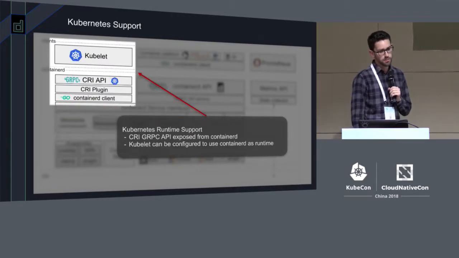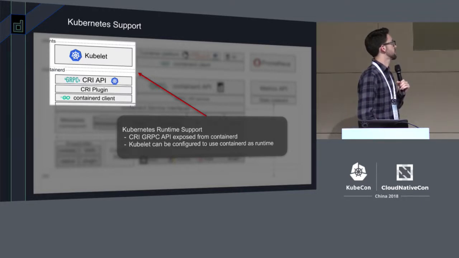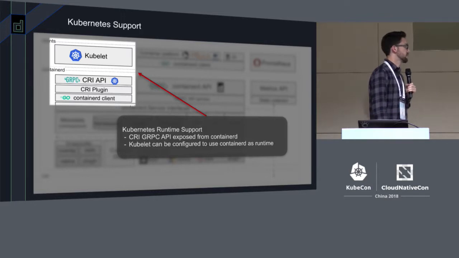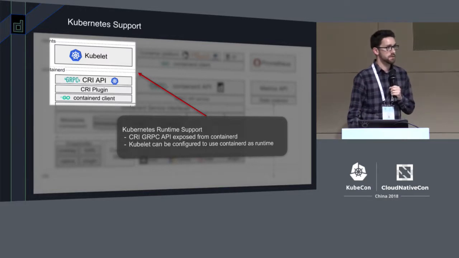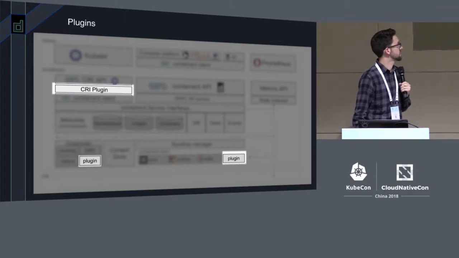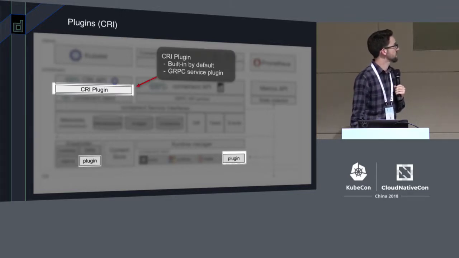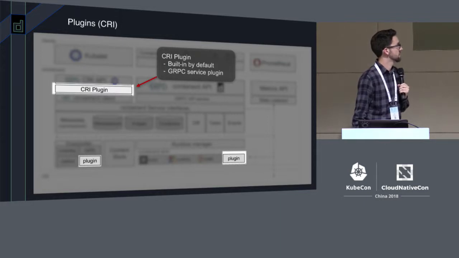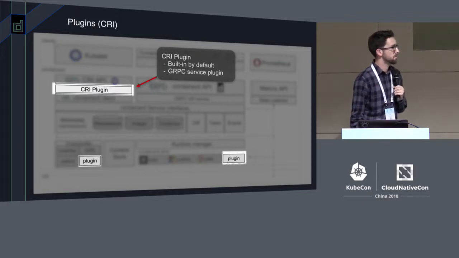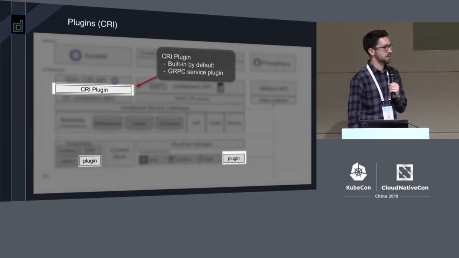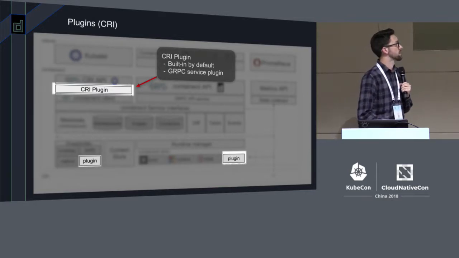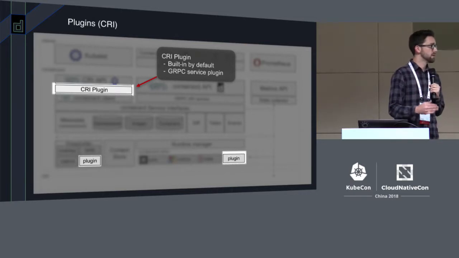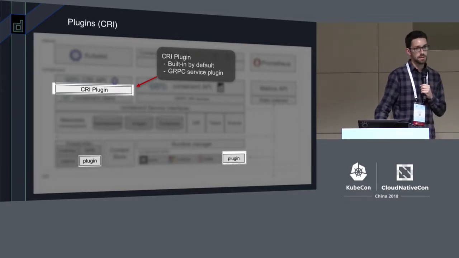We also have the Kubernetes support within Containerd, and that's done through the CRI plugin. The CRI plugin just exposes a gRPC API, and the kubelet can be configured to talk directly to Containerd. So there's a few different areas in Containerd that have plugins. There's the CRI plugin, which is built in by default today. It's just a gRPC service plugin, meaning the plugin actually registers a gRPC service. So CRI is actually listening on the same exact service endpoint as the Containerd API.